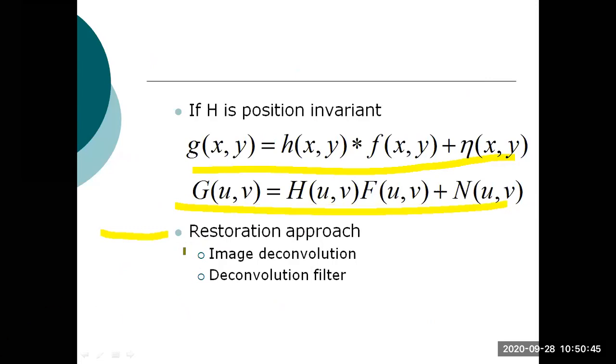The restoration approach has two functions. One is image deconvolution, which just removes this h of x comma y. The deconvolution filter is again used for the removal of noise. These two functions can be provided with the help of your degradation filters. After the degradation filter, you will get the output f cap of x comma y. So this is the position invariant process.